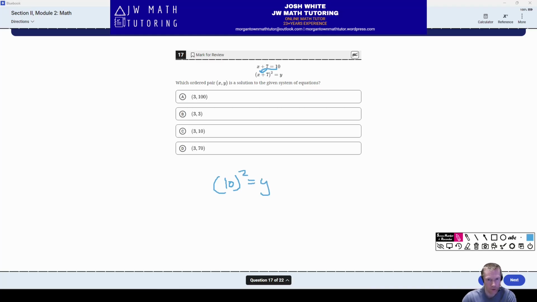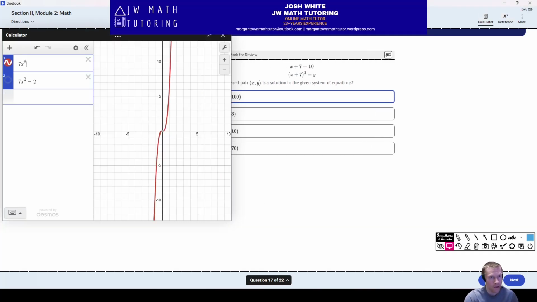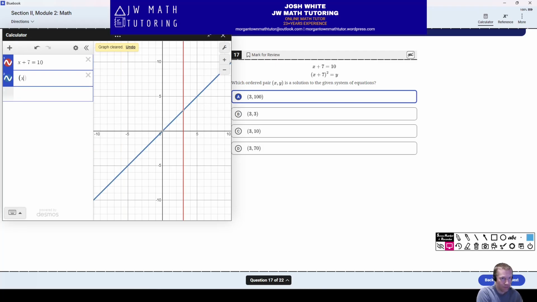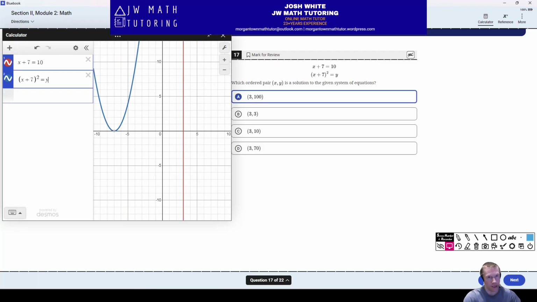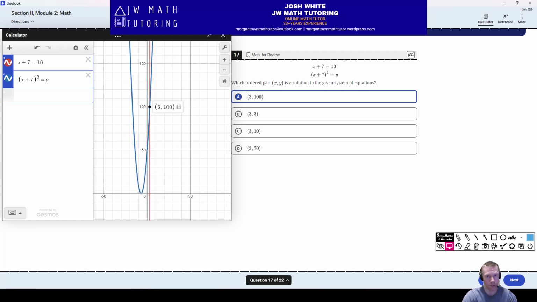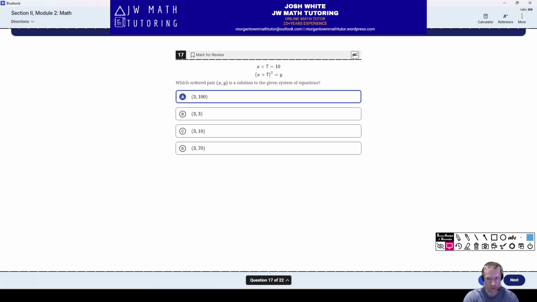Okay, 10 squared is 100. Y is equal to 100. There's only one answer choice that has a y coordinate of 100, and it is letter A. So that's the correct answer. Now, if you didn't recognize that, didn't want to spend the time doing that, that's fine. Just go to Desmos, type in both equations, and then you're just going to look where they intersect. Now, the problem is you're going to have to zoom out a ways here, and there's the intersection point or the solution, 3, 100. It confirms A is correct.